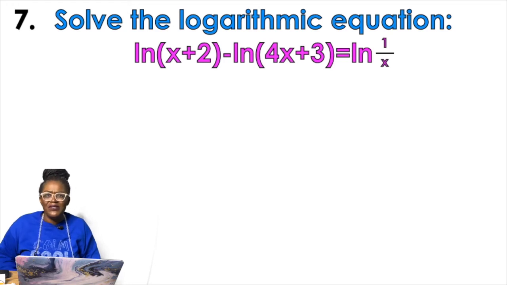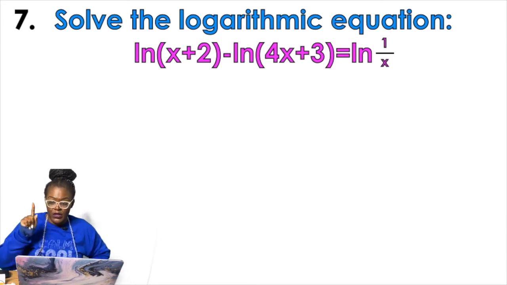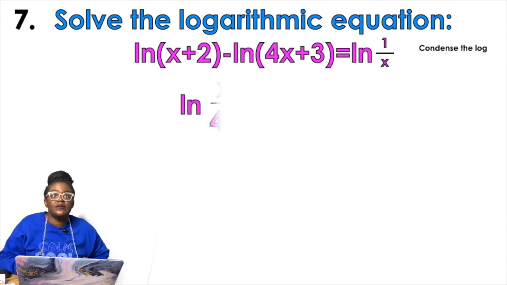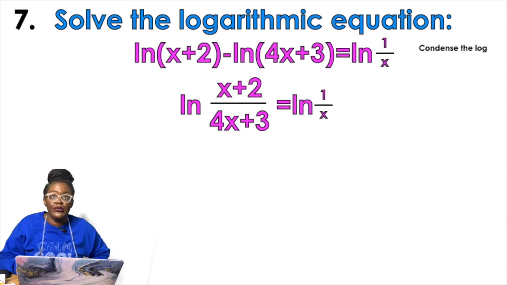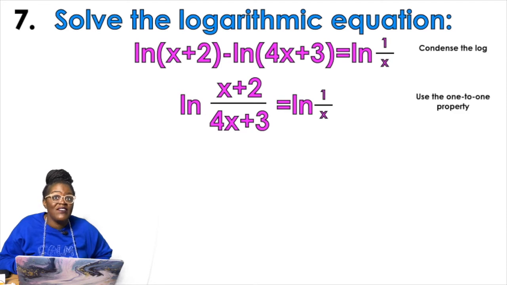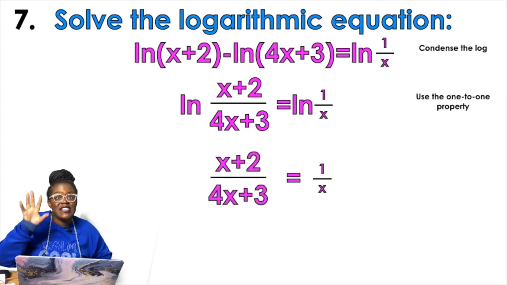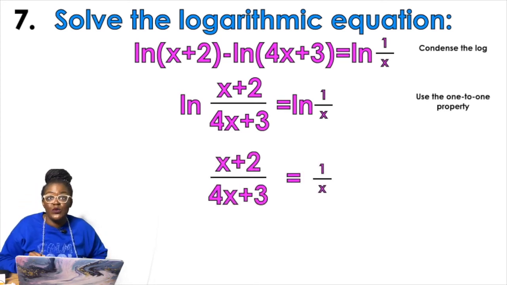Okay. That was level... Did I say that was level 3? I think that was level 3. This is level 4. Yep, level 4. Condense the log. Now, notice on both sides, I have a natural log and a natural log. So that means log base e, log base e. If I have the same base on both sides, guess what? I can use my one-to-one property. My one-to-one property means I can drop the logs and set the rest of it equal to each other. So now all I have to do is cross multiply and solve.